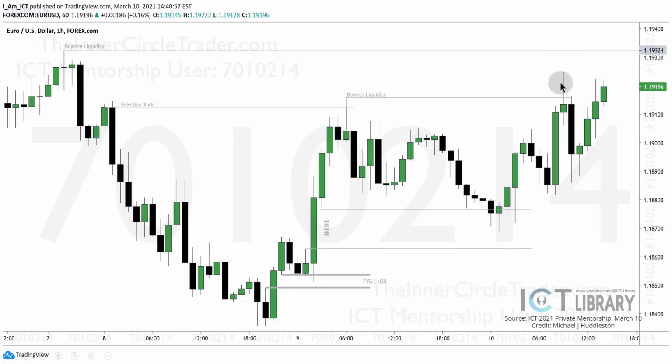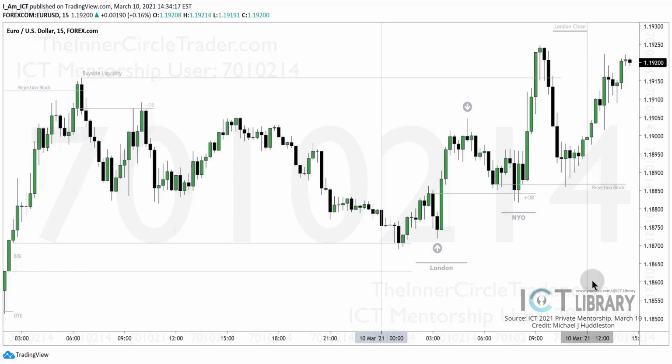And rallies again, and this was a classic London session run. Came back down into an order block, and rallied one more time. So it looks to me like it wants to take out that buy side liquidity pool. So we'll see what we get there.